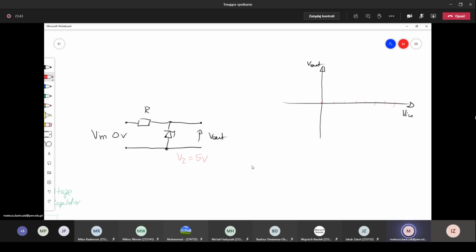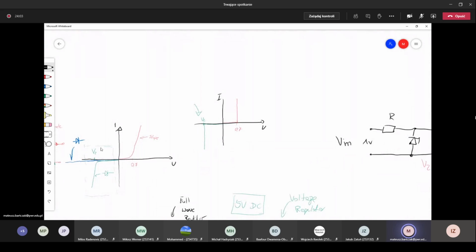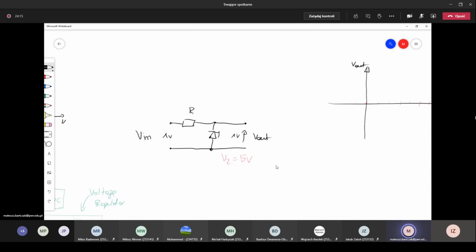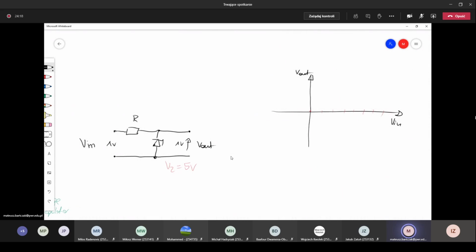Okay, so when we have 0 volts, of course we will have 0 on the output. When we have 1 volt, we will also have 1 volt on this side because this is less than the 5 volts, and this ideal diode will not conduct because it's less than the Zener voltage. So when we have 1 volt on the input, we have 1 volt on the output as well.